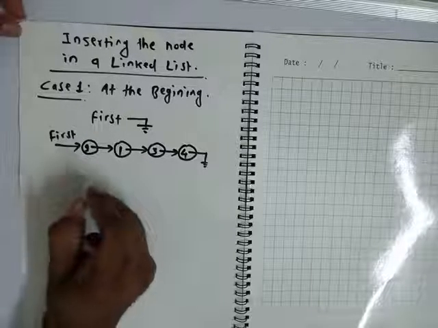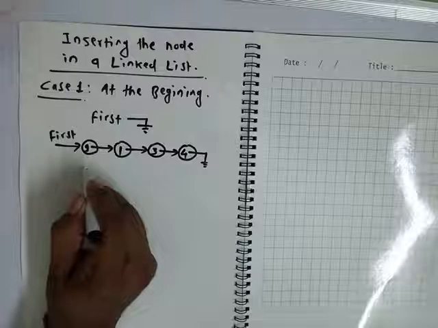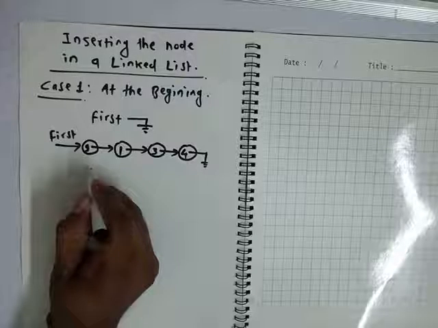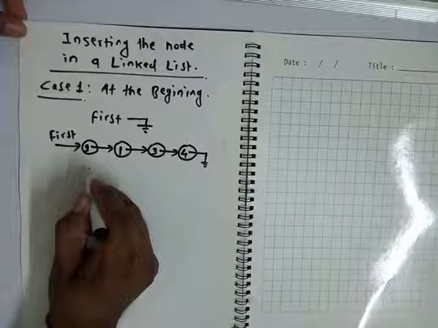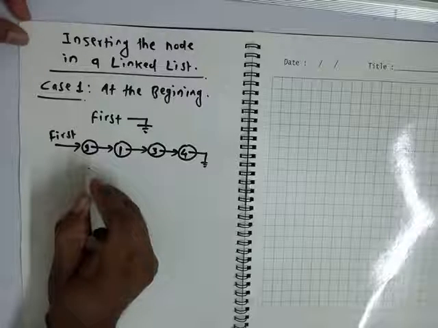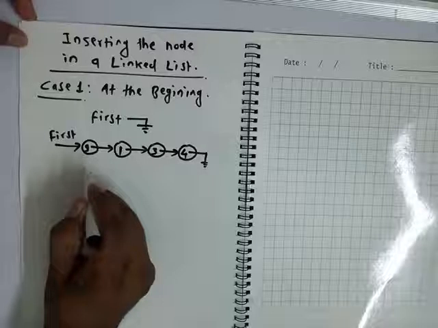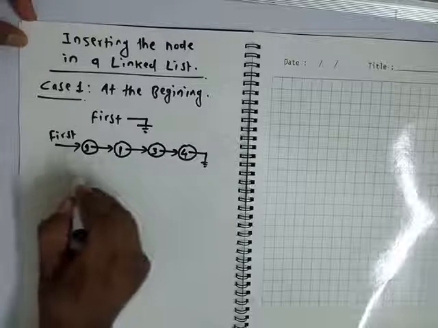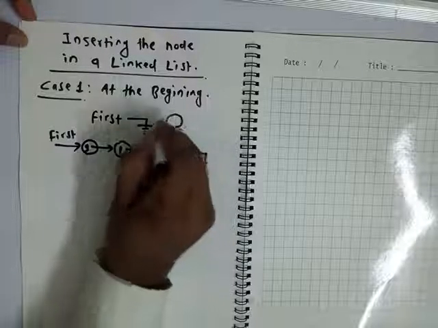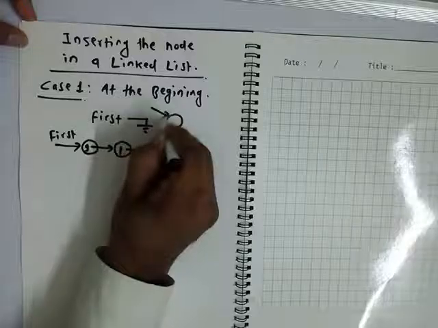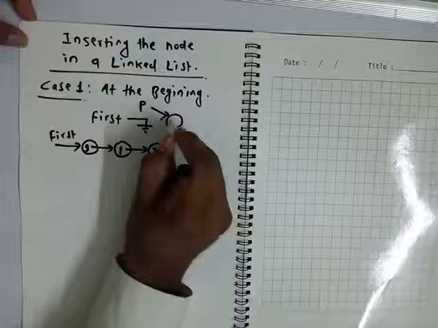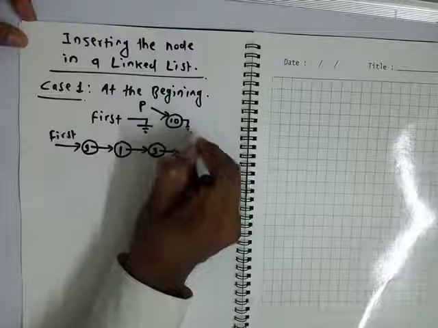So our insert function will accept the linked list in which the node is to be inserted, as well as the data to be inserted in that node, and it will return the address of the modified linked list to a calling function, maybe main or any other function. So what we'll do is we'll create a node, and that node may be pointed by a pointer, let's say P. We'll create a node, insert the data in that node, and set its next to null.